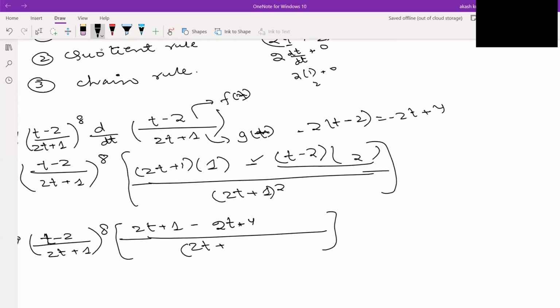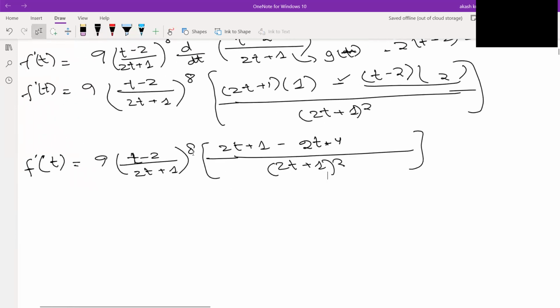So 2t plus 1 whole square. Can we cancel out something? 2t cancels out with 2t. Yeah. Okay, what we are left with is 5.